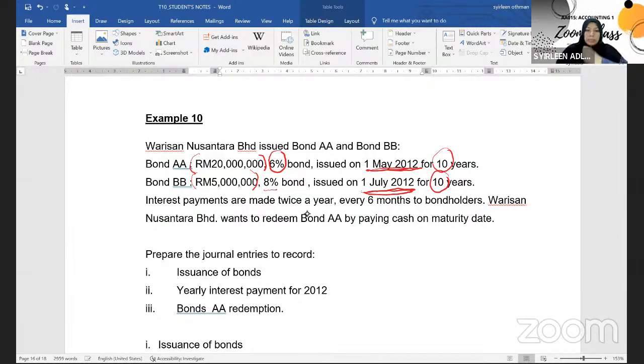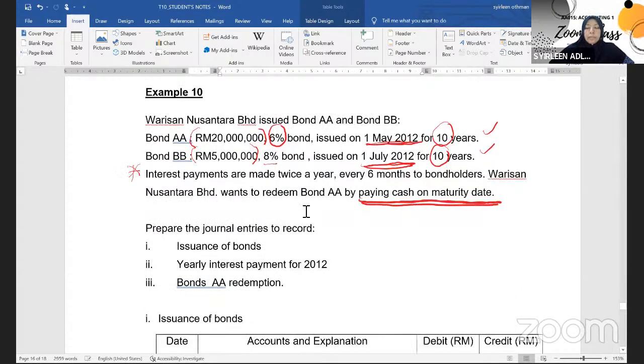So the interest payment, yang ni syarat yang kamu kena faham betul-betul. The interest payments are made twice a year. So all these 2 bonds, interest akan dibayar setiap 6 bulan. So every 6 months you need to pay the investors atau the bond holders lah. Warisan Nusantara Berhad wants to redeem bond AA by paying cash on maturity date. So ini maklumat tambahan yang dia bagi.